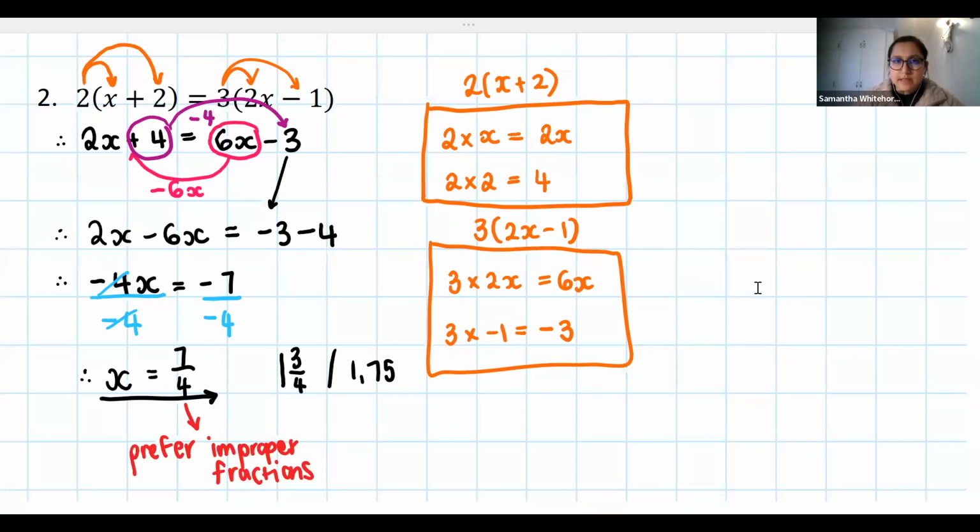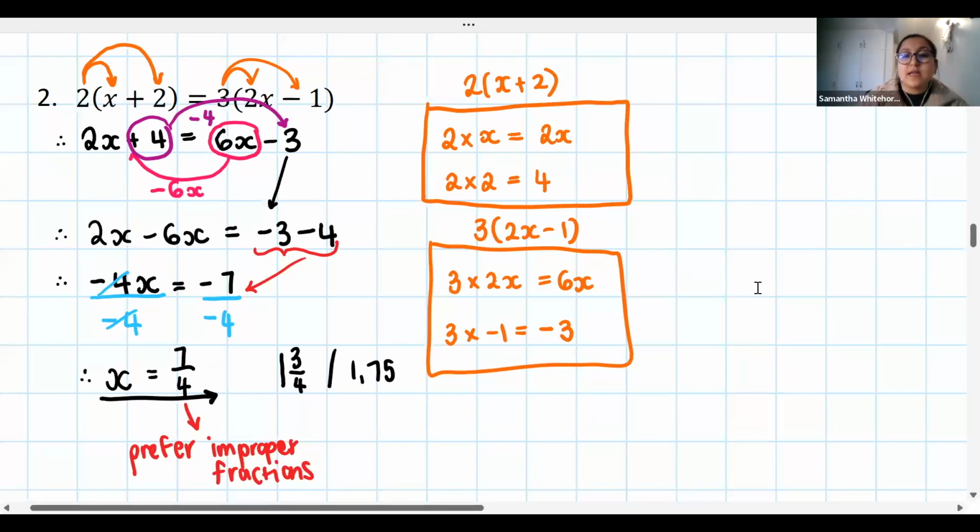How did you make it -4 if it was a positive? Because remember, when we bring it over the equal sign, the sign has to change. So because it was +4 on the left, when I move it to the right, it becomes -4. And -4x equal to -7: remember, -3 minus another 4. If I'm already at -3 and I take away another 4, I end up with -7.